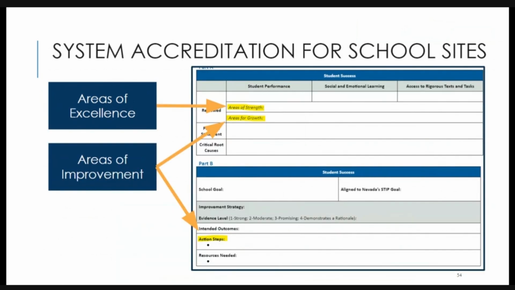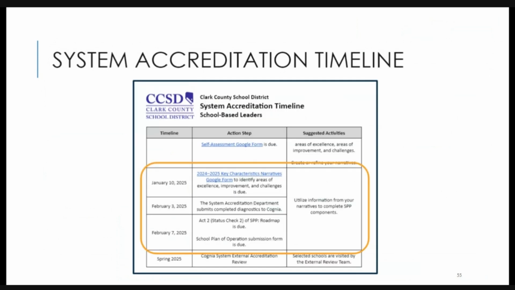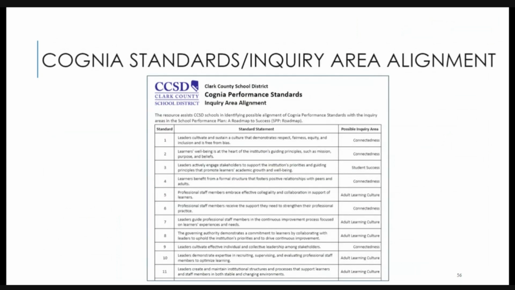If appropriate, areas of excellence and improvement from the Cognitive self-assessment can be documented in the SPP roadmap in the areas of strength and growth. The steps the school will take to address the areas for improvement can be captured in the action steps. The timeline for system accreditation aligns with status check 2 and the school plan of operation. However, if you have already completed the self-assessment, you can feel free to include the outcomes during your status check 1.